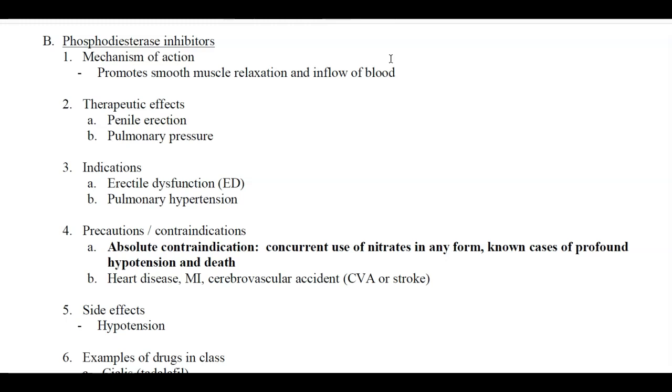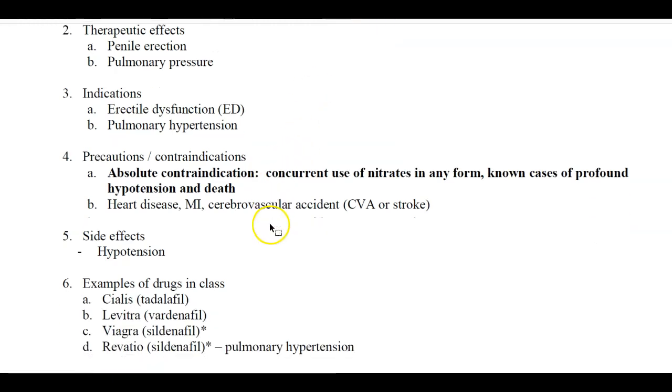As you remember, nitrates can drop your blood pressure pretty quickly, right? And quite severe. And phosphodiesterase inhibitors, that's the same thing. That's why we shouldn't be giving it together. Now, other contraindications include possible heart disease, myocardial infarction, cardiovascular accident or CVA, or stroke. And again, why is that? Because of the side effects. So the side effect is hypotension.